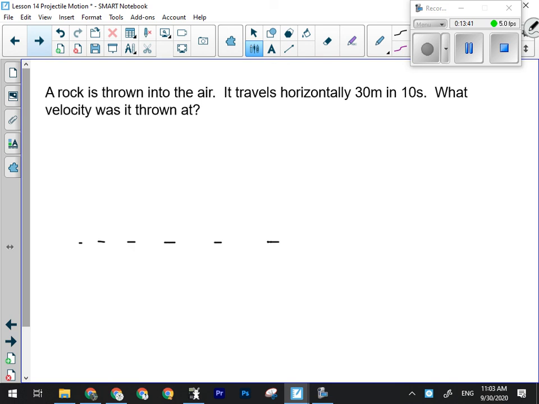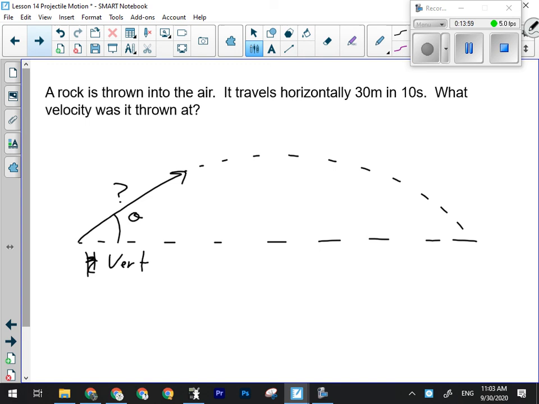So we've got an object that's thrown into the air, and it's thrown into the air at an angle. It doesn't say that. We don't know what the angle is. We don't know what this speed is. All we know is how far it travels horizontally and how long it's in the air for.